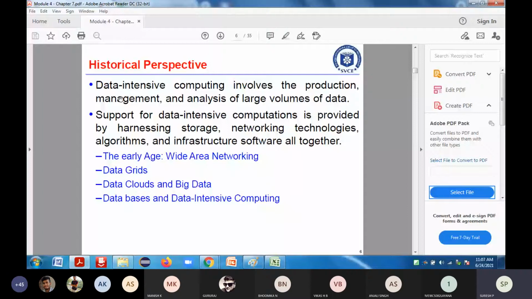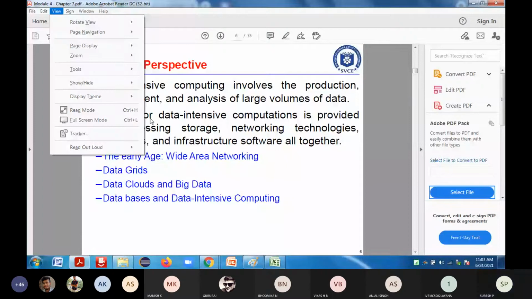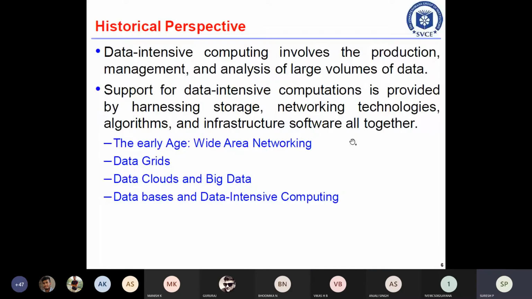So the last class we discussed the basics of data intensive computing. Now we will discuss the historical perspective of data computing, how the data evolution has occurred. We discussed that data intensive computing involves the production, management, and analysis of larger volumes of data, whether produced through the internet or through scientific experiments. Those data have to be managed and used for analysis purposes.